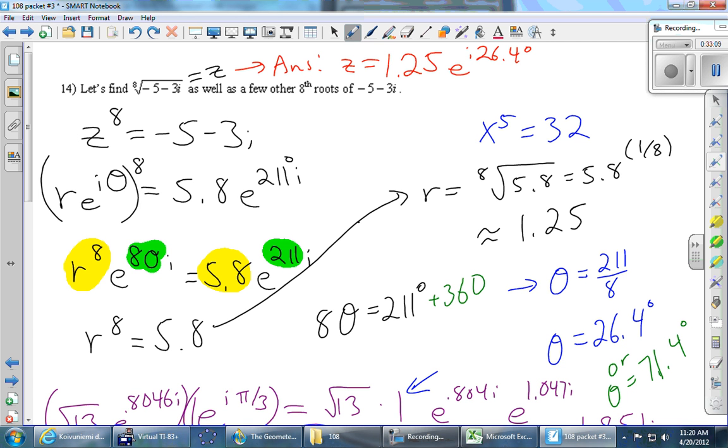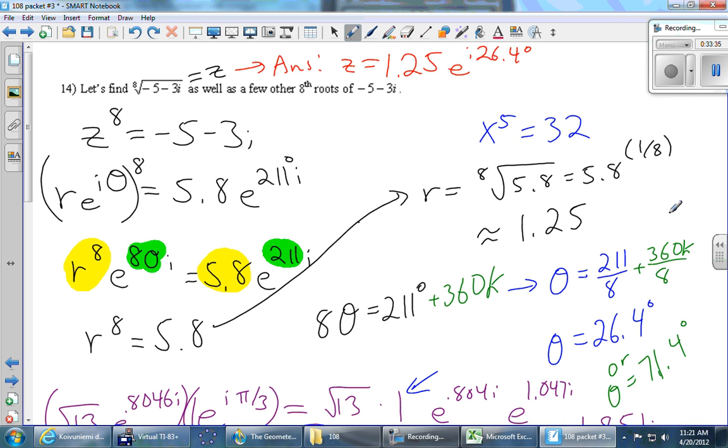Couldn't I have added a 720 instead of a 360? And in fact, I'm already bored with this game. What did we put on before? Didn't we add like a 360K? You can add any 360s you want. And so then if we bring this over here, it's really 360K divided by what? 8. And how much is 360 divided by 8? 45. So really, the solutions look like 26.4 degrees plus as many 45s as you feel like writing. And once you get back around to an equivalent angle, then we're done.